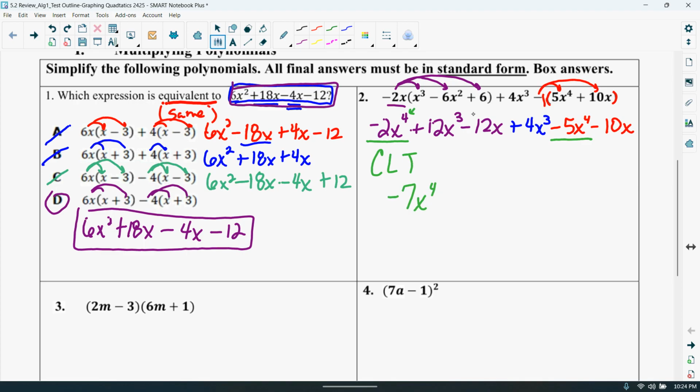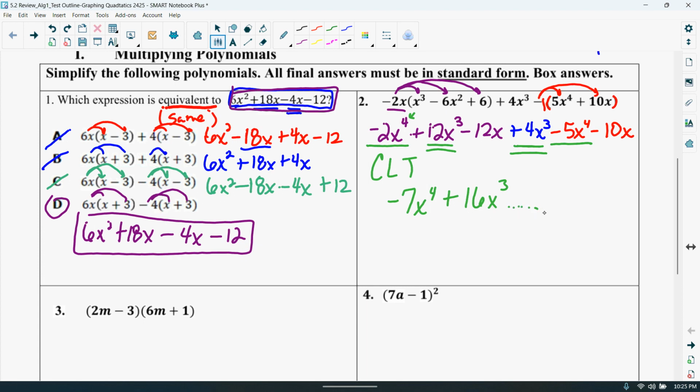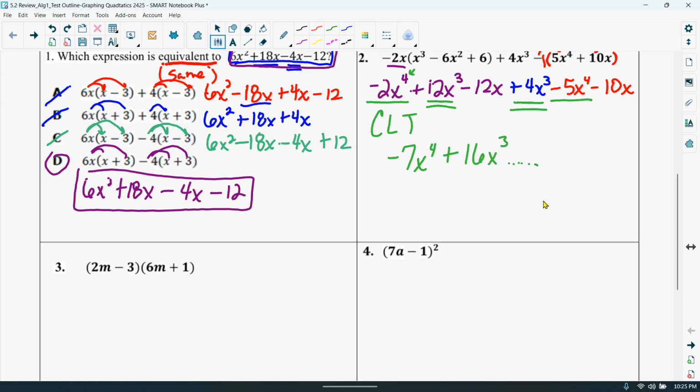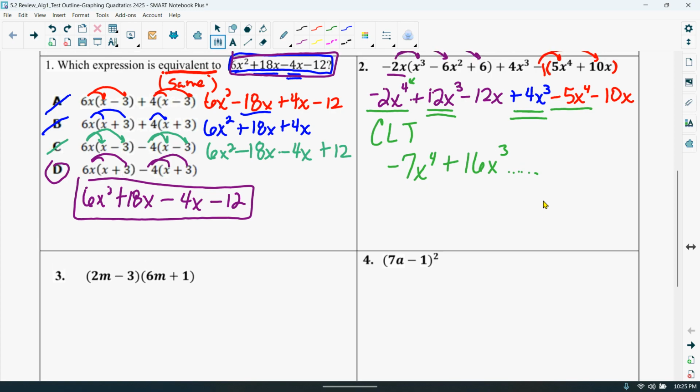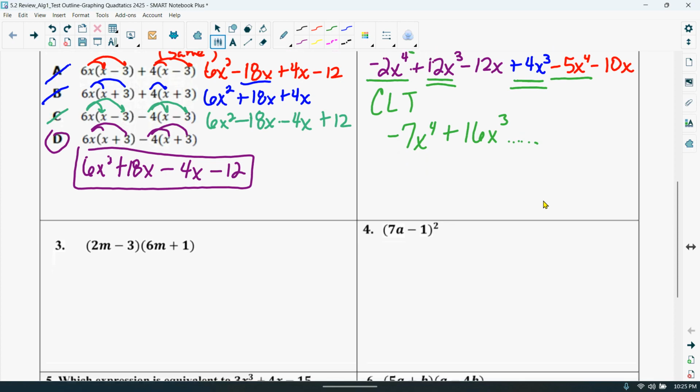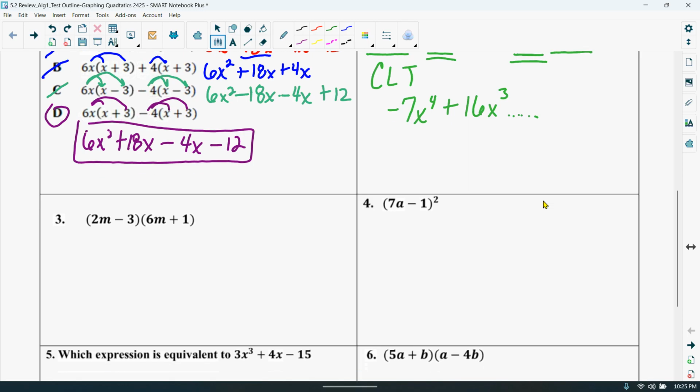The next highest is the exponent of 3, so I have a 12x cubed, excuse me, plus the 4x cubed. So that is the 16x cubed. You see what we're doing here? So I want you to see if you can finish that problem. All right. Now, try it. Just check your answer with the answer on Teams.